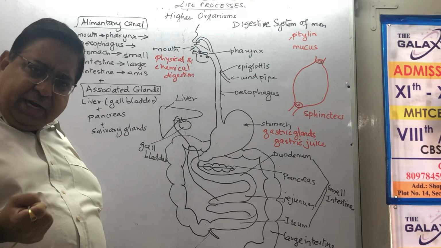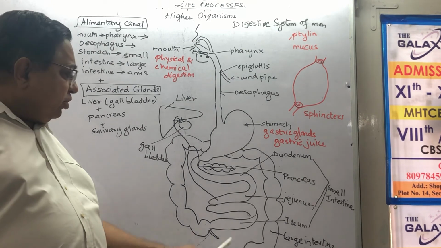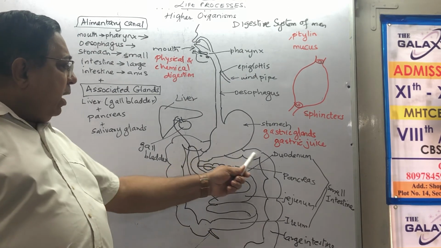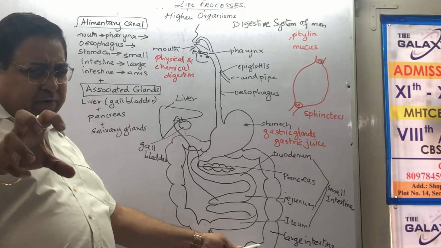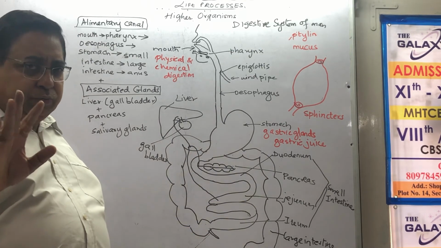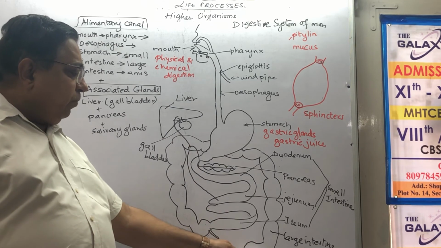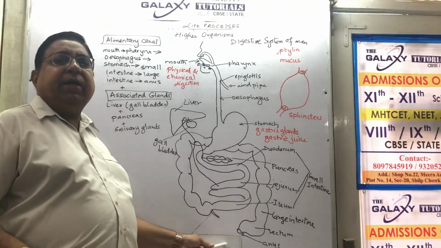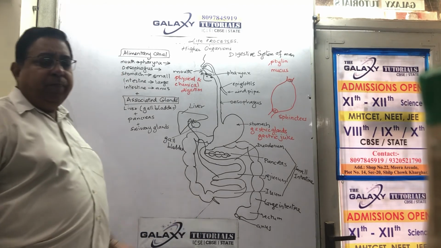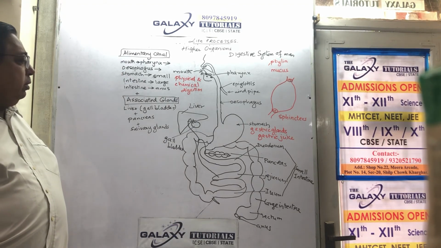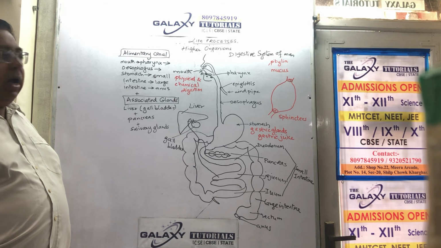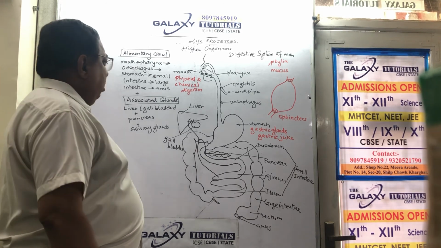What is not needed, what cannot be digested, will go further into the large intestine. All water will be removed. Anything still useful, we will check. Waste is stored, and then we excrete it through the anus. This is how nutrition occurs in a higher organism, for example man.